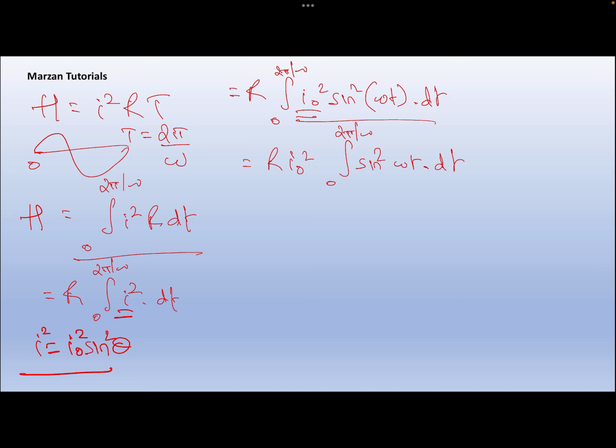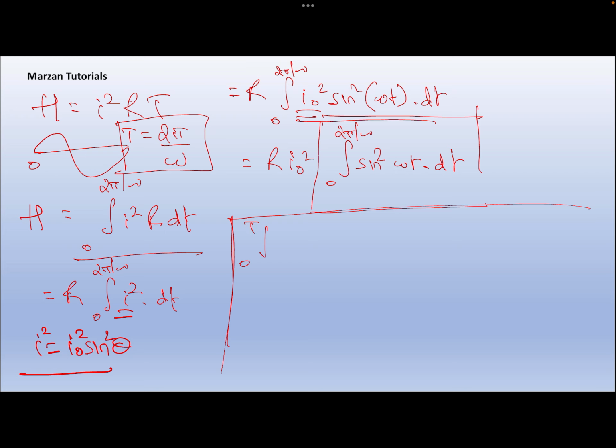Okay, so let us solve this thing. I am solving this part separately. It will become integration of 0 to 2 pi by omega, and 2 pi by omega is t, so 0 to t sine square omega t dt. Now we have done this previously. Sine square omega t will be 0 to t of 1 minus cos 2 theta upon 2 dt. We have done this previously. Now I can take this 2 common outside.